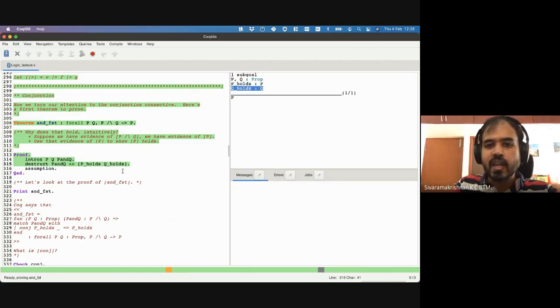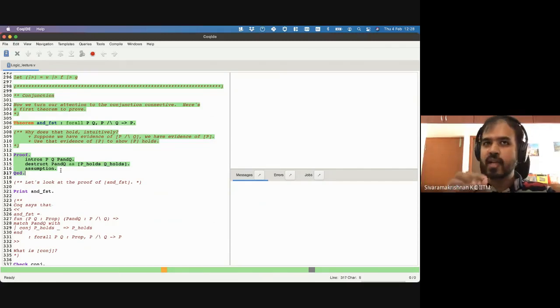Now that you have something that is evidence for P, I need to show P. I can just appeal to assumption. It is there in the assumption. It has gone through. So that is how this works.